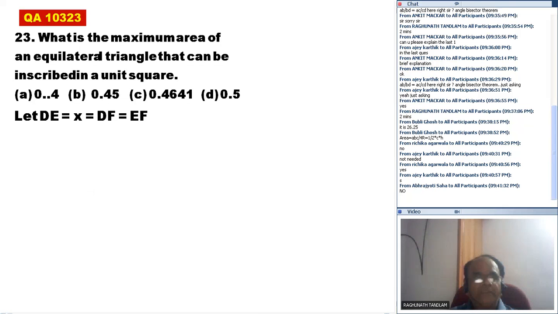What's the maximum area of an equilateral triangle that can be inscribed in a unit square? Do this question.